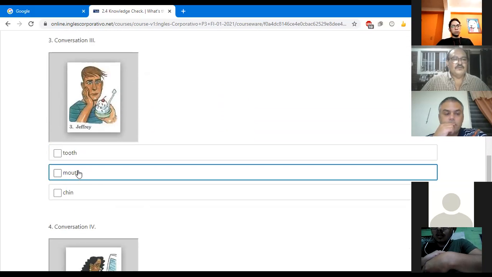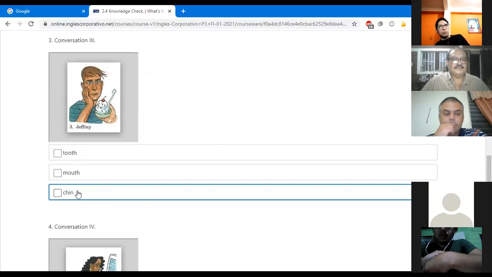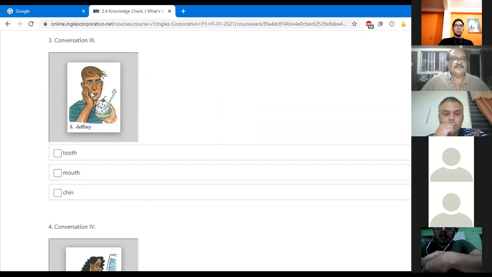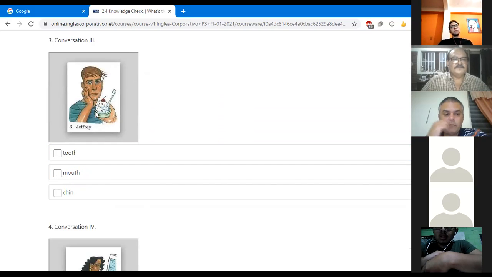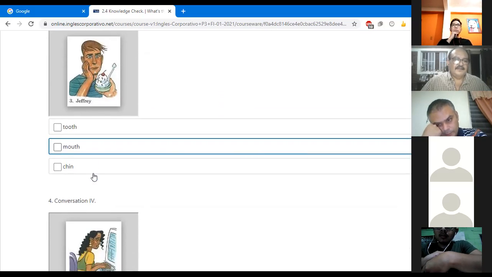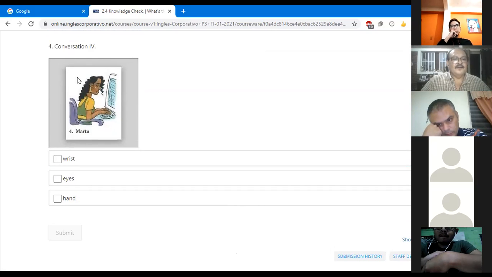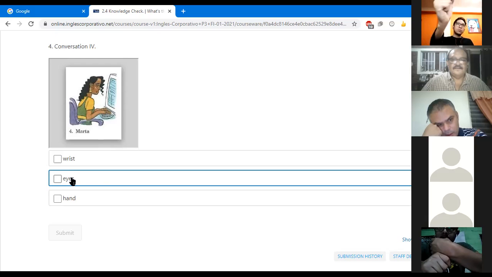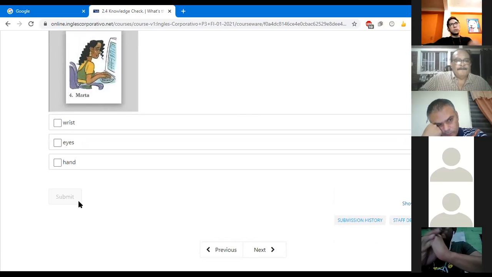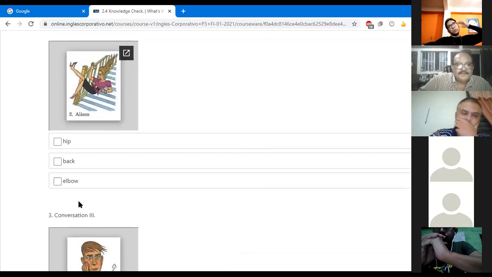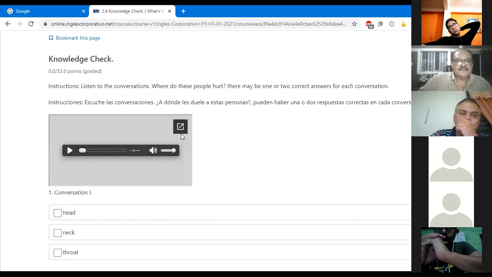Conversation, tooth, mouth. Tooth, dientes. Singular, only one. Diente. Mouth. Boca. Yes, and the chin. Barbilla. Conversation four, we have the wrist. Muñeca, right? Eyes. Ojos. And the hand. Mano. Now that we have the vocabulary, let's listen to the conversation.